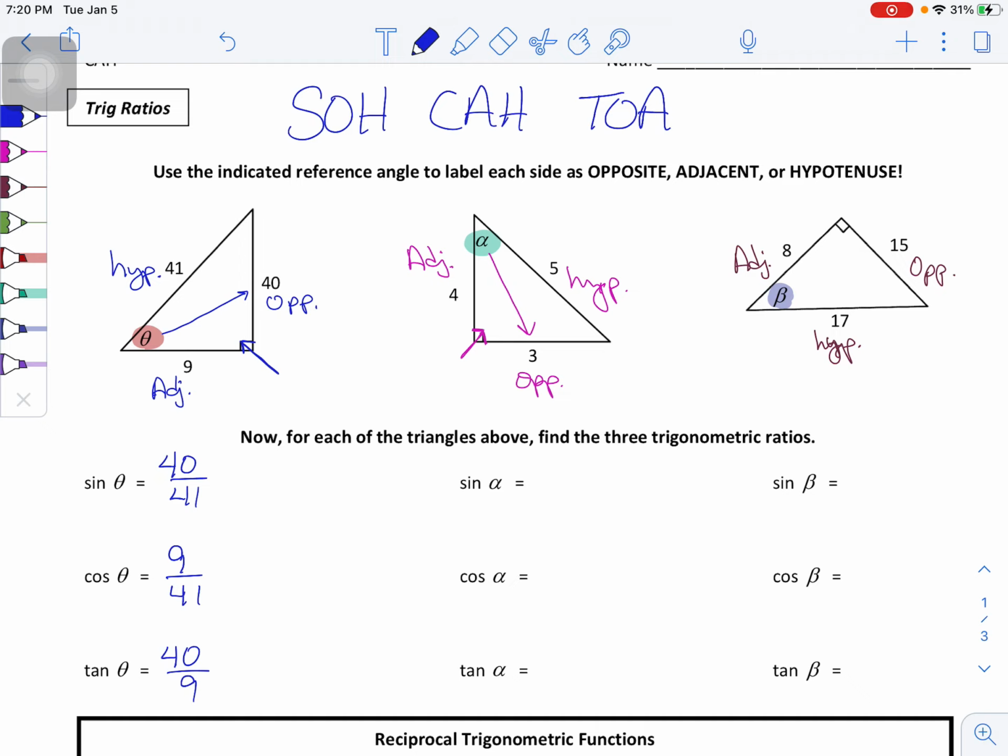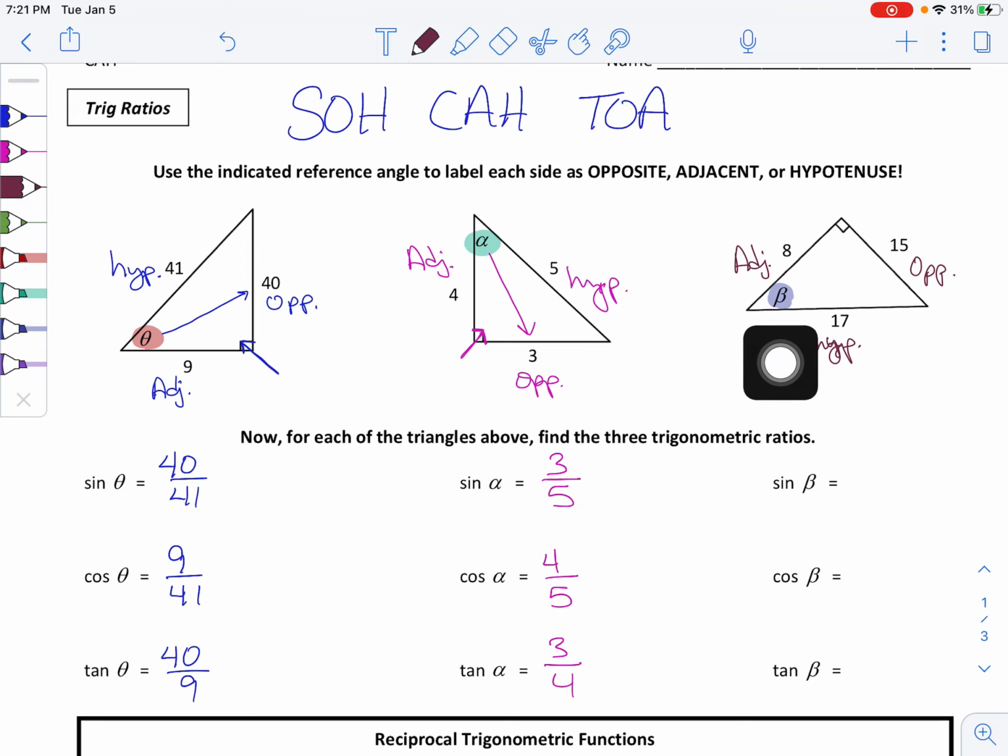So let's move on to alpha, our middle triangle here. Again, we have everything labeled. Opposite over hypotenuse for sine, so 3/5. Cosine is adjacent over hypotenuse, and tangent is opposite over adjacent. We cannot reduce any of those, so totally fine to just move on to the last set here.